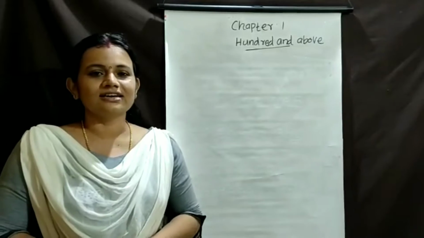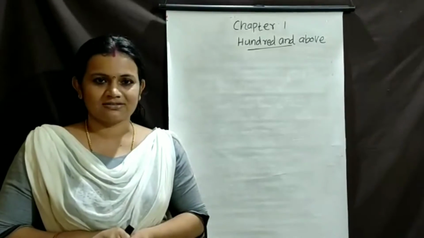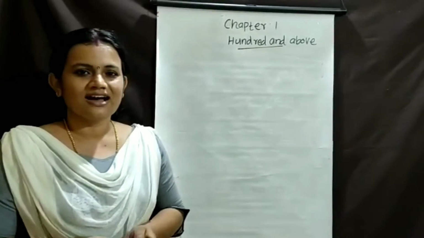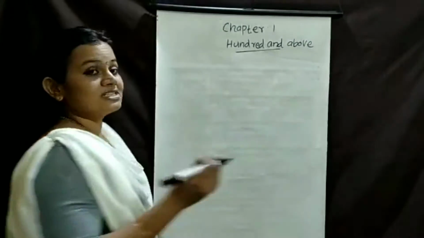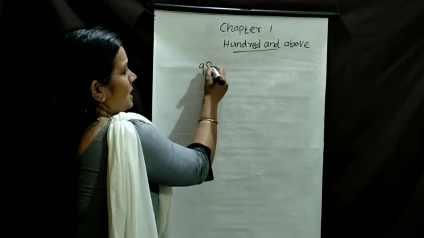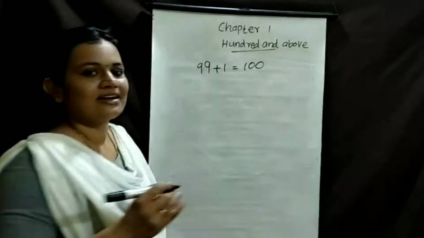Last week we discussed 1-digit numbers, 2-digit numbers, and 3-digit numbers. What is the first 3-digit number? How do we get it? The first 3-digit number is 100. 99 plus 1 equals 100.